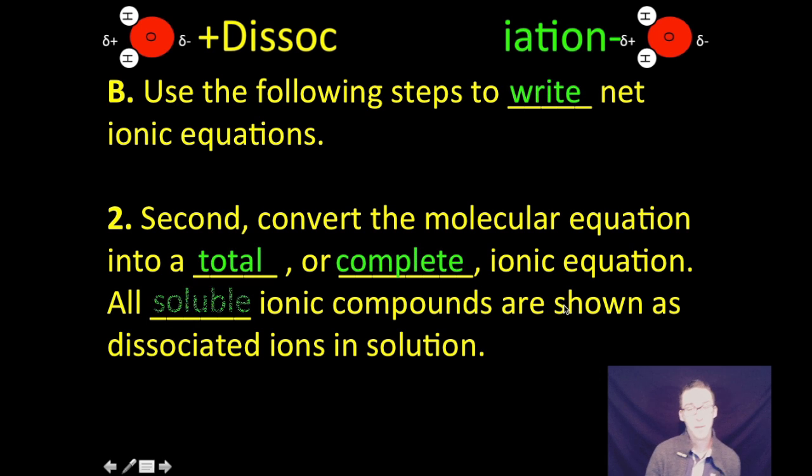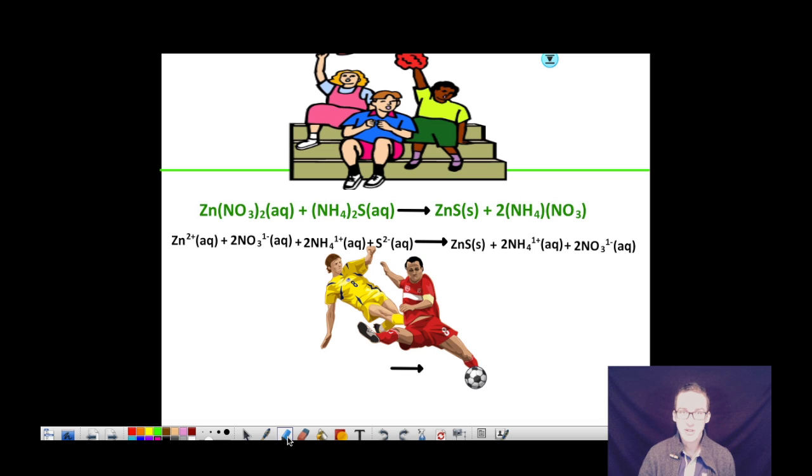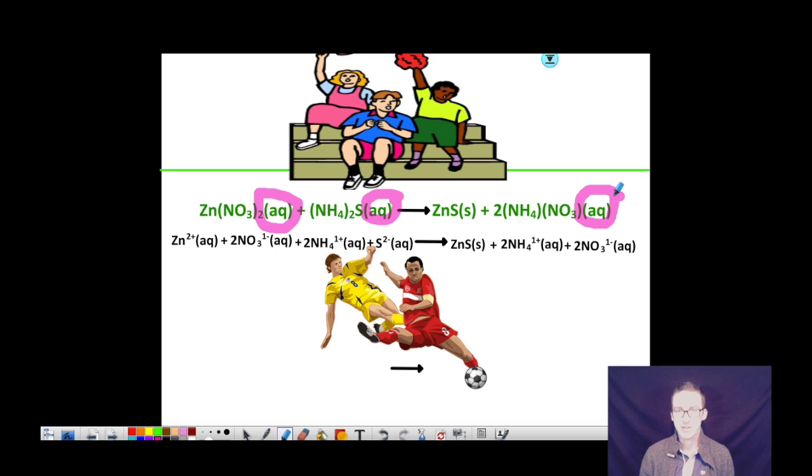Our second step, though, once we have the molecular equation, is to write what's called a total or complete ionic equation. And when you do this, you just take all of your soluble ionic compounds and write them as dissociated ions in solution. So as you take a look at your screen, notice that I've got several of the reactants and products that are aqueous. Notice then we will write our complete ionic equation in which we separate out all of those things that are aqueous into their individual ions.